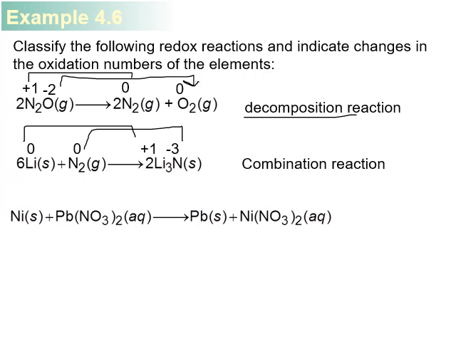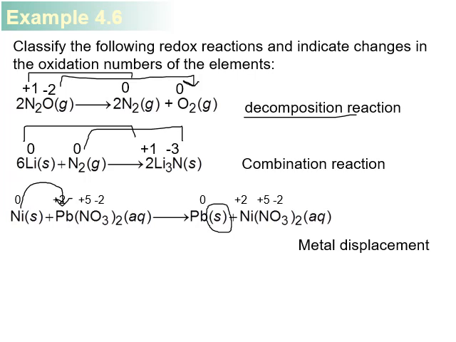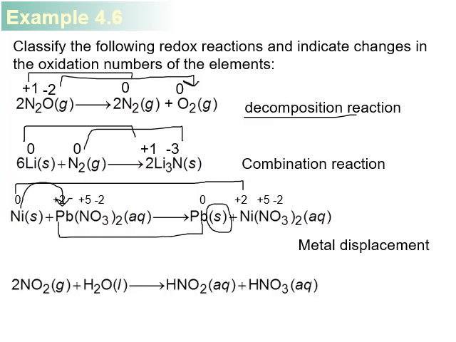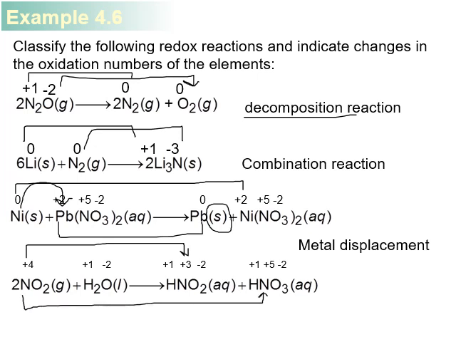This looks like a precipitation. No, it doesn't. The solid did show up, but it looks like a metal displacement reaction where nickel kicks out lead. And it is a redox reaction. And look at all the redox numbers. Nickel is oxidized, lead is reduced. And this one looks like, let's put our numbers on here, nitrogen went from +4 to +3, and nitrogen went from +4 to +5. Hydrogen did not change, and oxygen did not change. So we have nitrogen being both oxidized and reduced. Disproportionation.